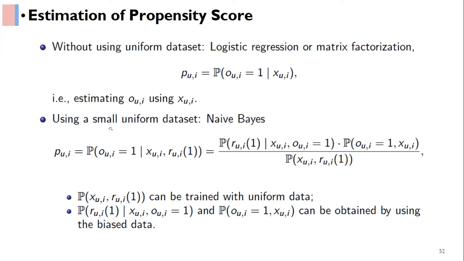And when we have access to a small set of uniform data, then we can use naive Bayes to estimate the propensity score. In this case, the propensity score is defined as this equation. And using the Bayes formula, it can be represented as the right equation. And then the denominator can be trained with the uniform data, and the numerator can be obtained by using the biased data. So we can use the small uniform data sets to derive better propensity score estimators.